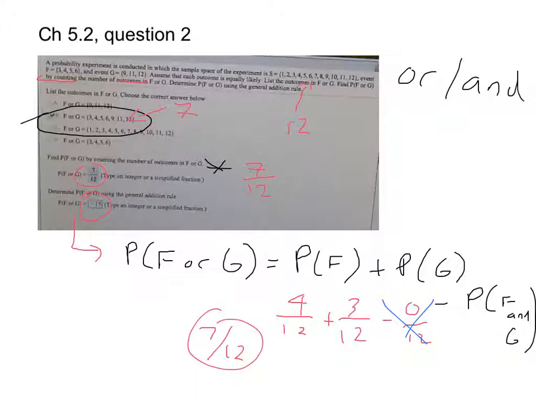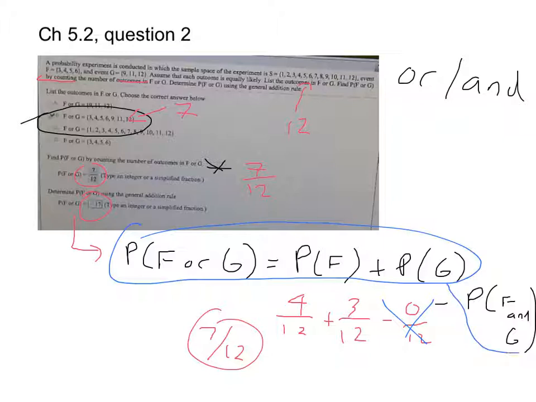One's just a pure counting, and then the other one is actually using this addition rule that you probably read about in your textbook. Whoops, I missed part of the addition rule. All right, I hope that helps a little bit.